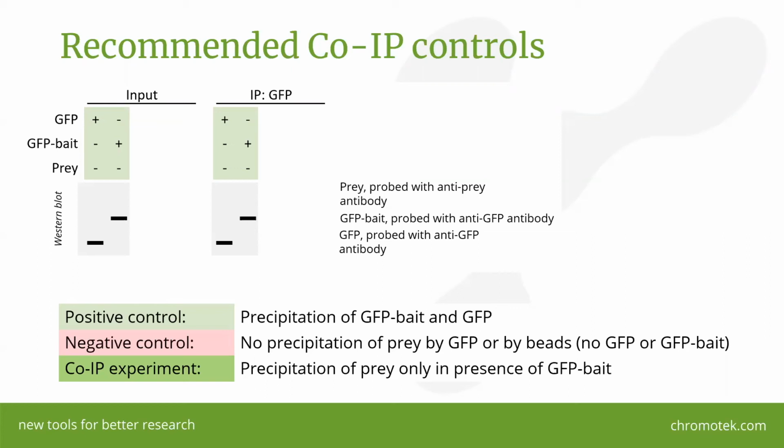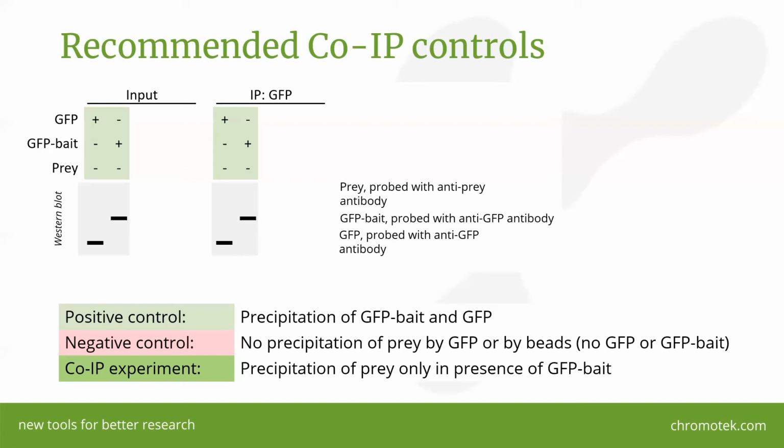The co-immunoprecipitations are usually analyzed on Western blots and not on SDS-PAGE. In our example, we use, again, antibodies against TAG GFP and an antibody against prey. Often a loading control is added, for example, GFP-POI, but we don't show that here. So what can we see here?